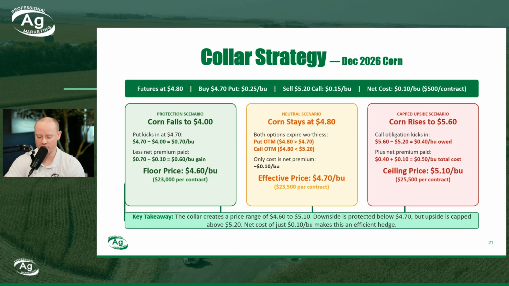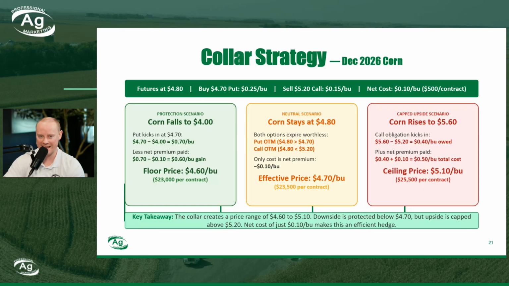Let's talk about a profitability scenario on it. Corn falls to $4. The move is 70 cents that you collect profit. You paid 10 cents net for the position, so you made 60 cents. So your futures floor was 460. You're at $4, so you get 60 cents for the move profitability wise.